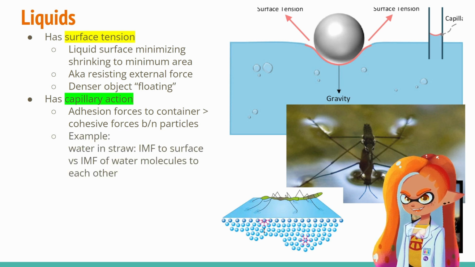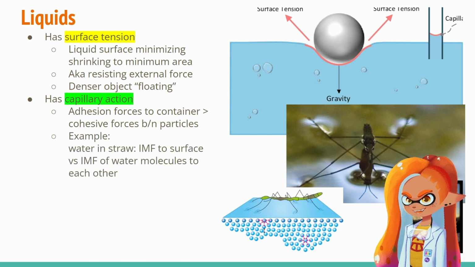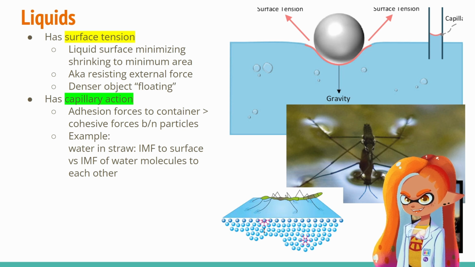An example of this is water in a straw. If you put a straw in water and look very carefully, you'll see a tiny little meniscus. So you have the surface of that straw to that water, and it is a bigger IMF in terms of strength compared to the cohesive IMFs of the water molecules to each other. So that would be an example of that.